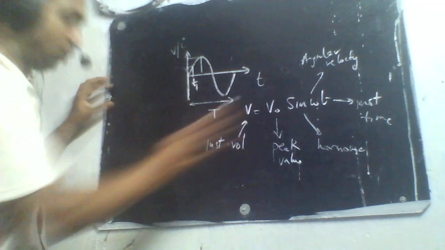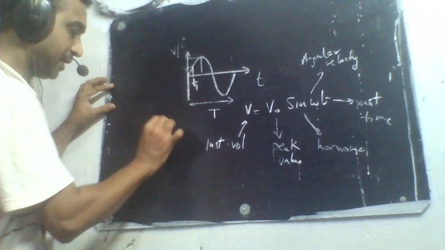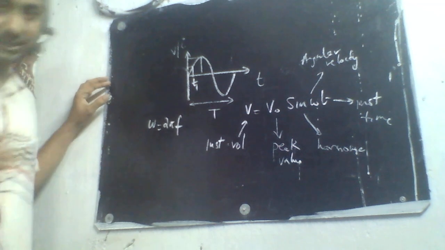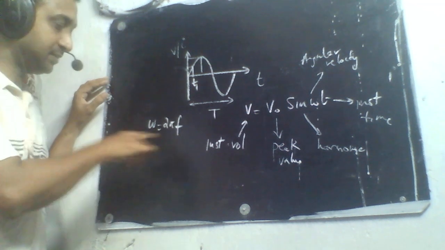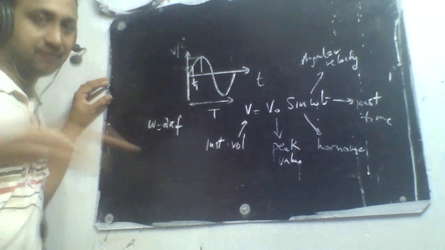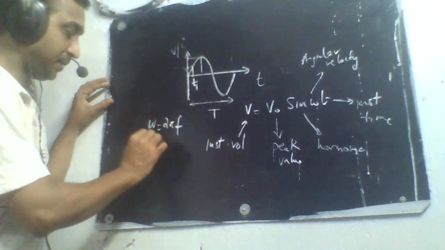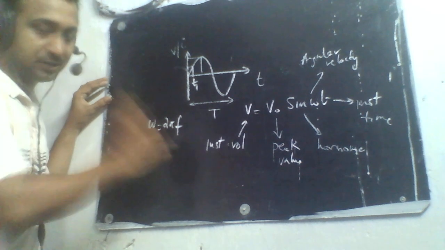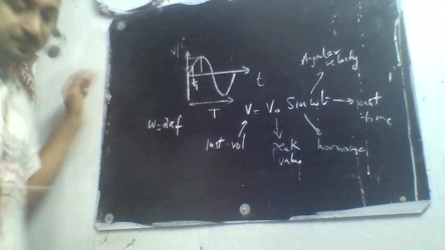Now omega can also be written as omega is equal to 2 pi times frequency. Normally a question will be asked related to this: what will be the frequency? So omega can also be written as 2 pi f. Please note down.